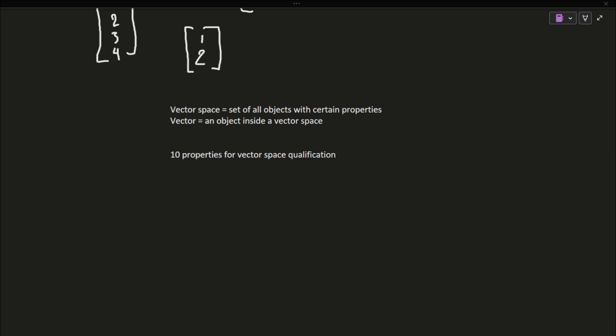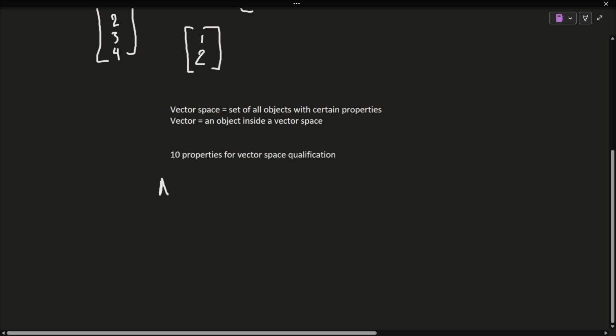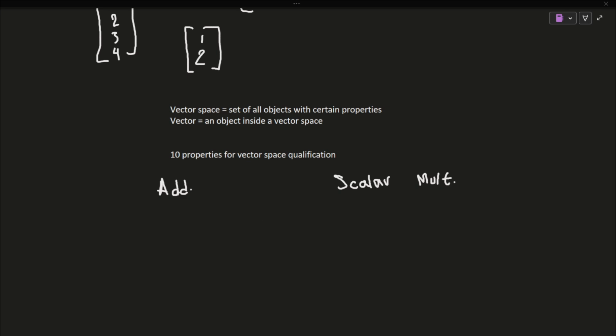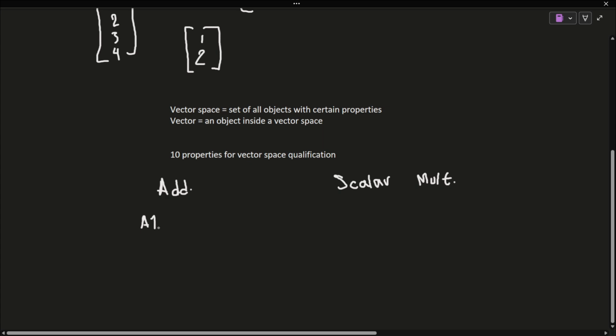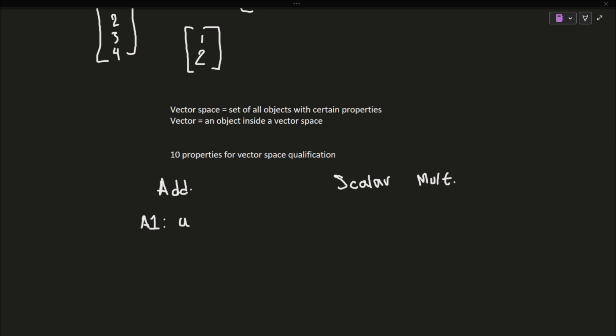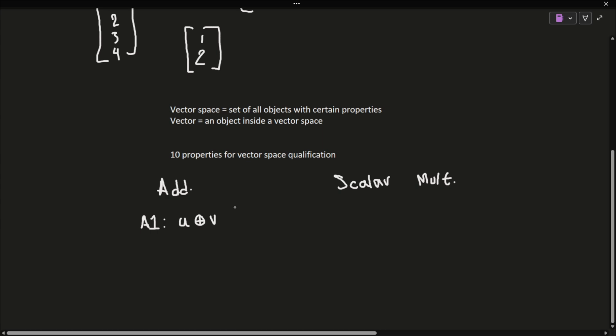These are separated into two categories: addition and scalar multiplication, which are the two operations you can do with vectors, if you remember from previous encounters. So A1, we're just going to put the letter and then the number to denote these more easily. Closure under addition. What this is saying is that if we have a vector u and we add it to v using vector addition, this is just a symbol for vector addition, then the result also needs to belong to our vector space. So if u and v are both in the vector space, then u added to v needs to belong in the vector space in order for it to be a valid vector space.